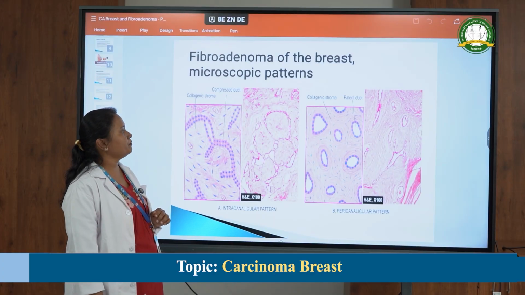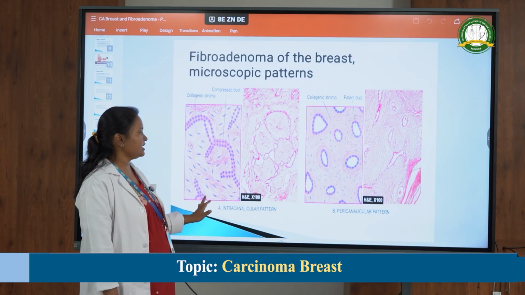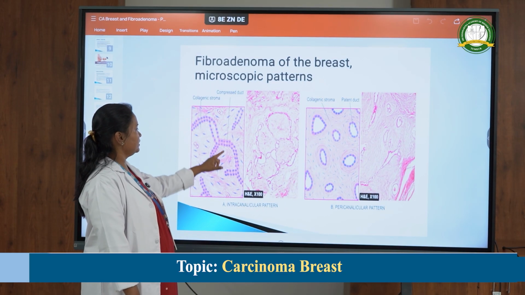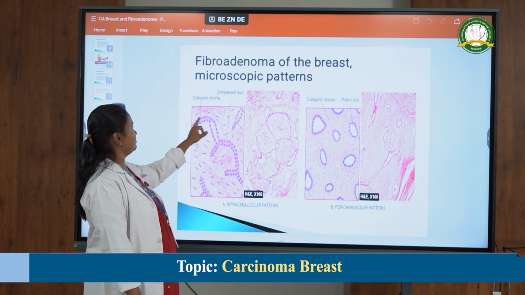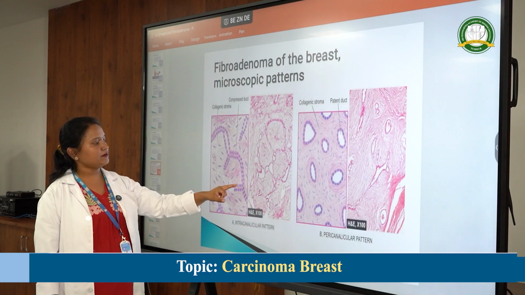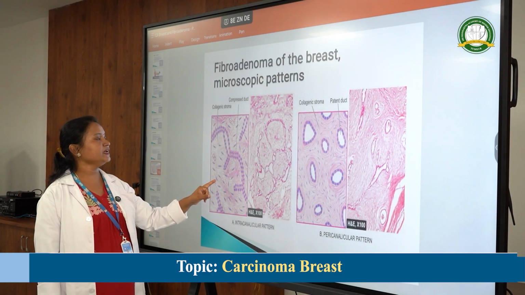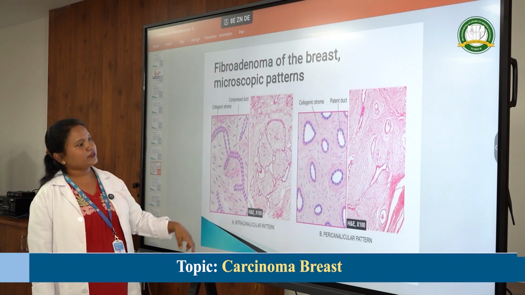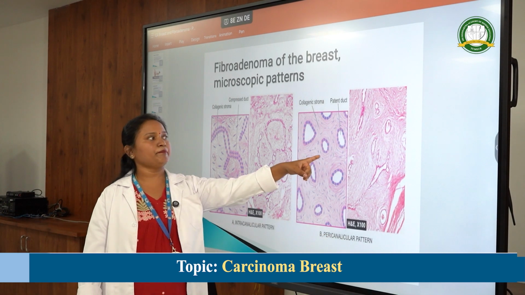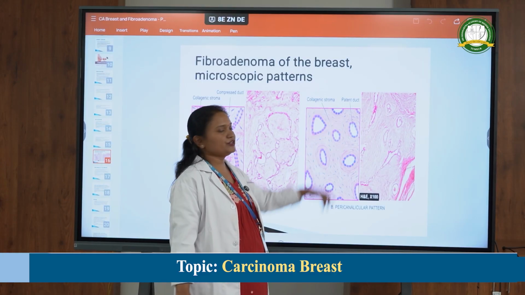This is the microscopy. See here, two patterns you can observe. This is the intracanalicular pattern, and this is the pericanalicular pattern. You can make out the compressed ducts here. So this is the intracanalicular pattern, which is surrounded by the stroma. And here you are seeing the pericanalicular pattern, so the patent or dilated ducts are surrounded by the stroma.